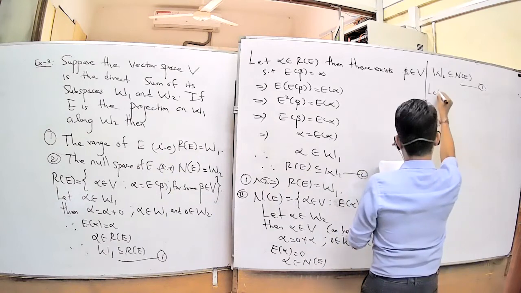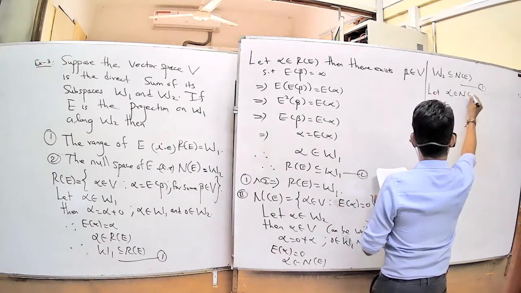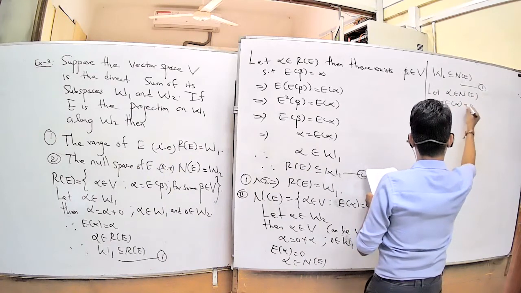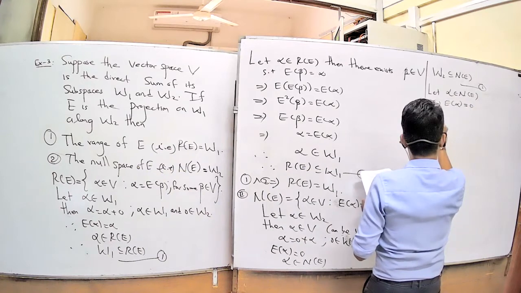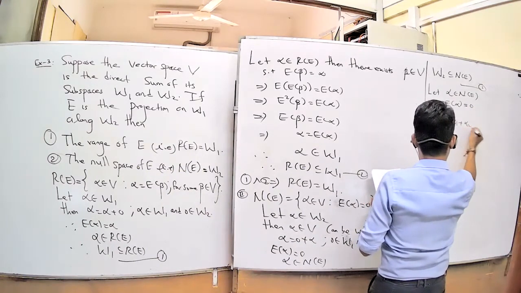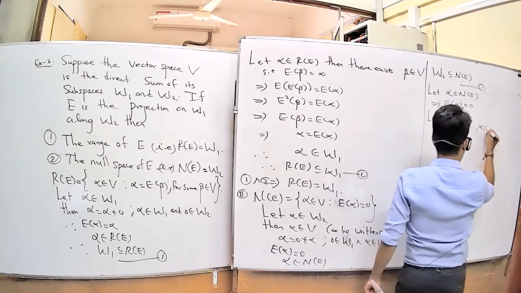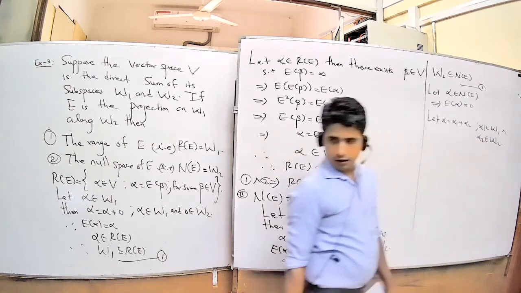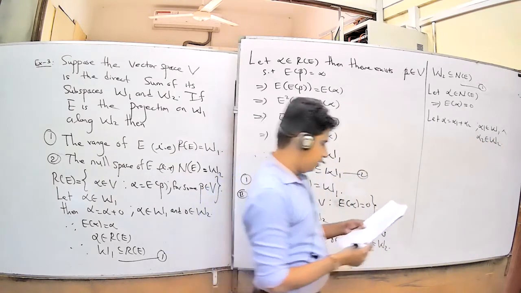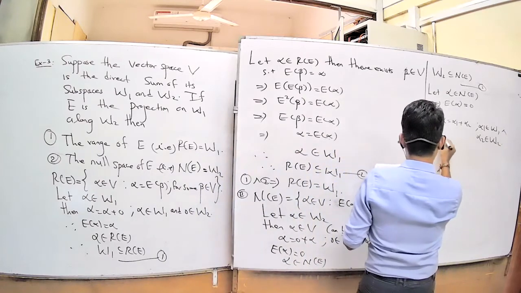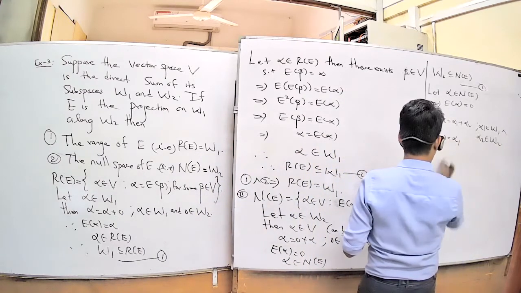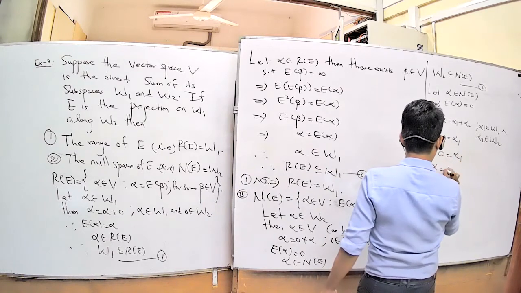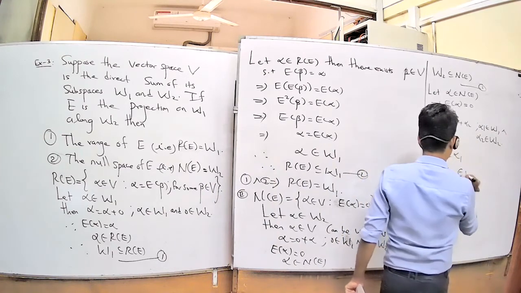Let alpha belong to the null space of E. Then by the definition we have E alpha equals 0. Let alpha equal alpha 1 plus alpha 2, where alpha 1 belongs to W1 and alpha 2 belongs to W2. Therefore, E alpha equals alpha 1 by the projection mapping, but E alpha is already 0, so alpha 1 is 0. Alpha 1 being 0 means alpha equals only alpha 2, which belongs to W2.